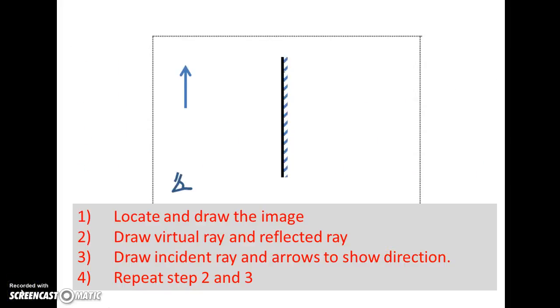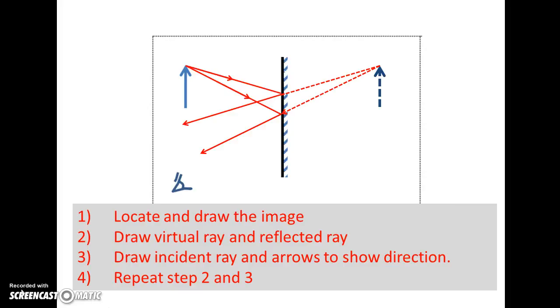Here is the first ray diagram. The image looks like this, on the right, at the same distance from the mirror as the object is. Then draw the virtual rays and reflected rays, one after another, and then the incident rays with arrows. And you may complete the diagram in this way. Or you may draw another set of rays from the tail of the object. And this is done.